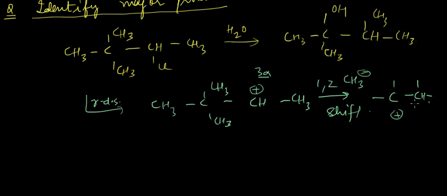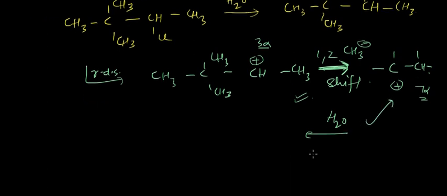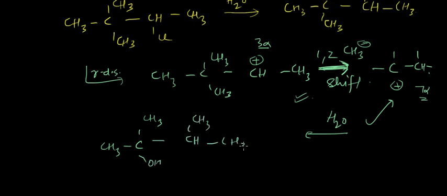How many alpha hydrogens are here? 7 alpha hydrogens here, only 3 alpha hydrogens there. So this is going to be a forward direction CH3 shift. Hence the H2O molecule will attack on this carbocation, and we will have something like this as our final product.